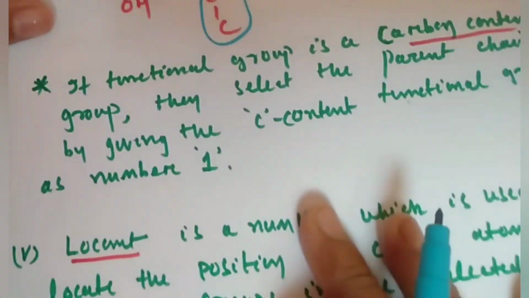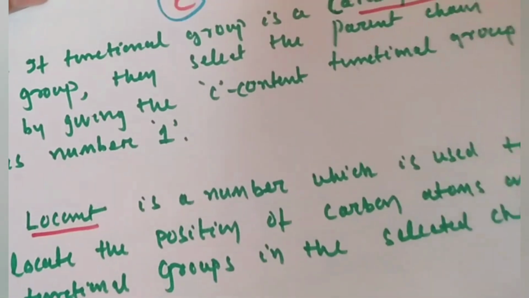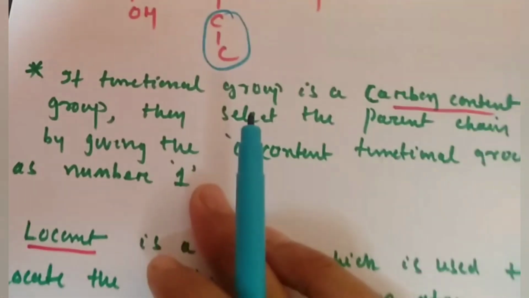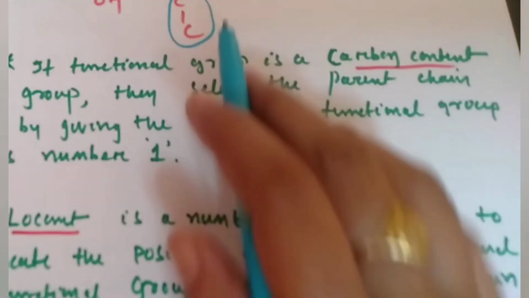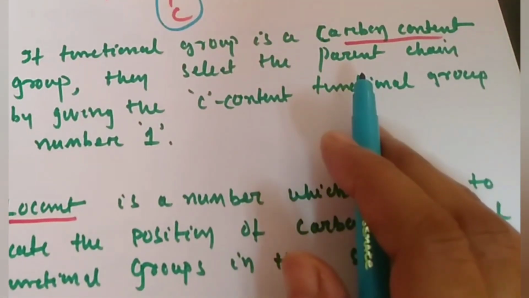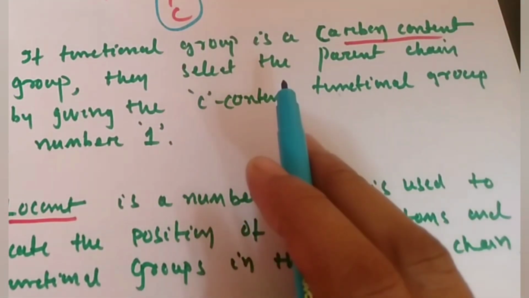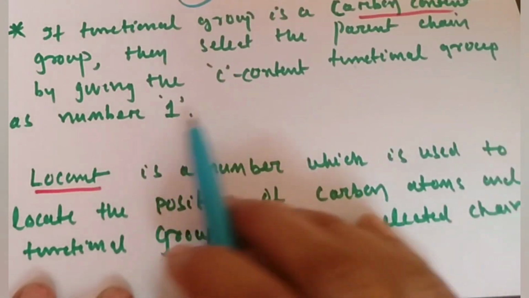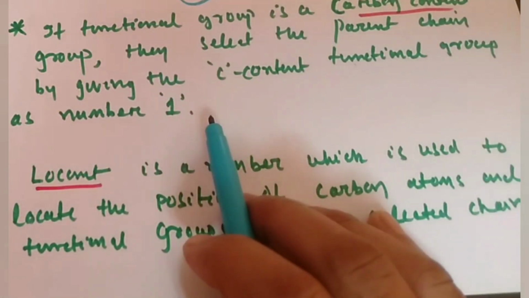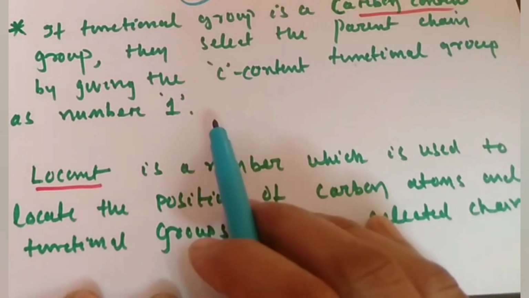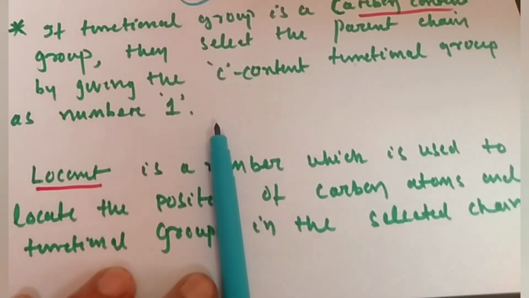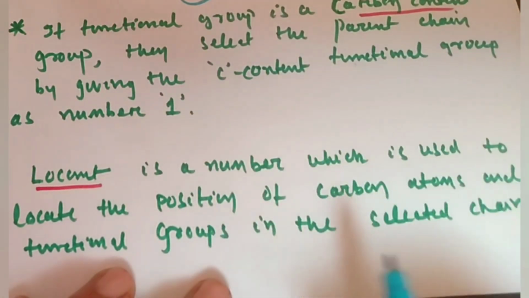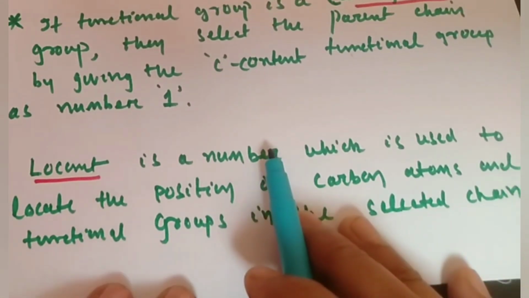Okay. Next, another important point you have to remember, suppose here the functional group is your alcohol, OH functional group. But if the functional group is a carbon containing functional group, that may be aldehyde, acid, amide, acid chloride, etc., then select the parent chain by giving the carbon containing functional group as number 1. Okay, if any aldehyde, acid functional groups are present, that means the functional group carbon is there, then you have to give lowest locant, that means number 1 to that functional group. Okay, then you have to select the parent chain.